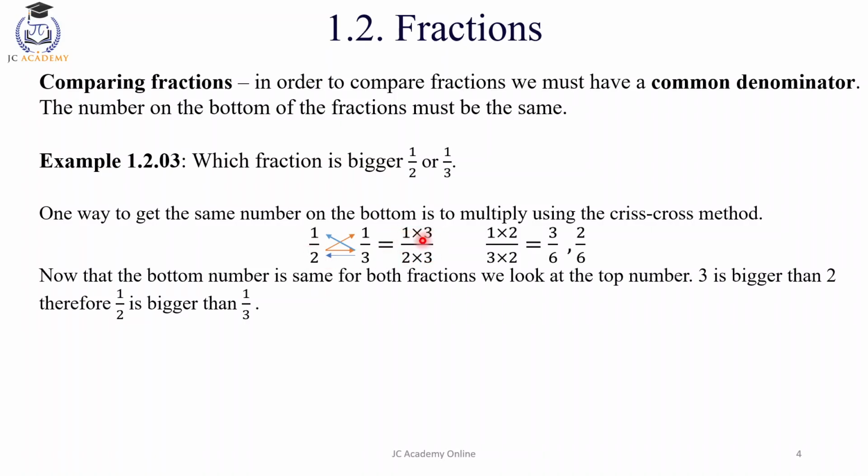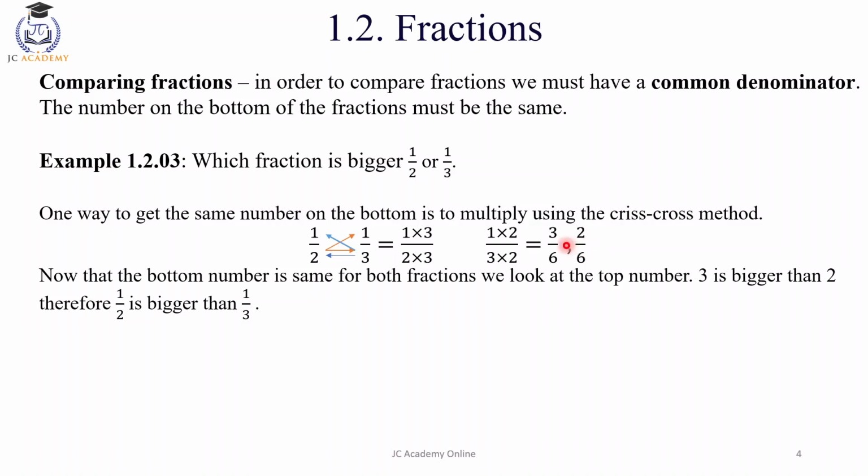So on the left, we will have 1 times 3, 2 times 3. And on the right, we would have 1 times 2, 3 times 2. That will equal 3 over 6 on the left-hand side, and on the right-hand side, that will be 2 over 6.